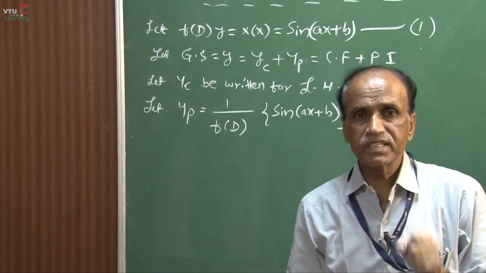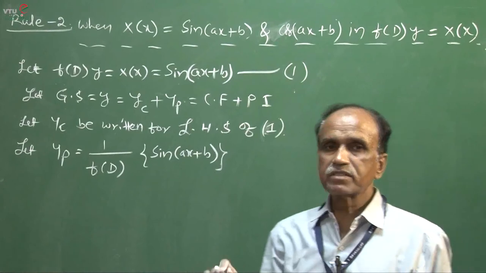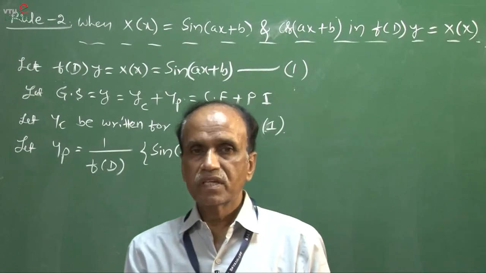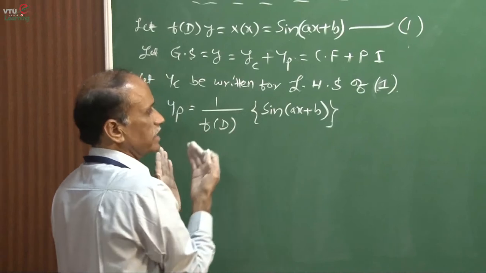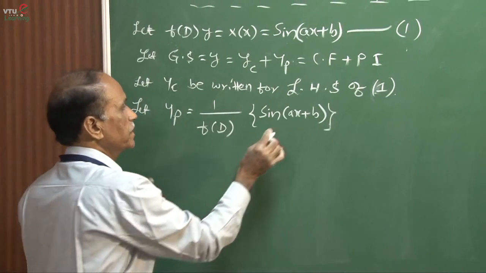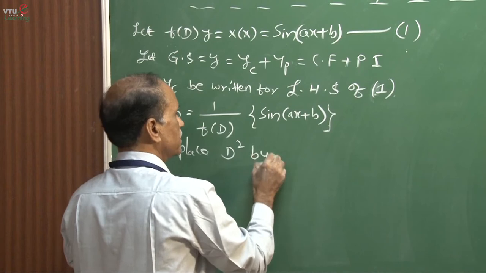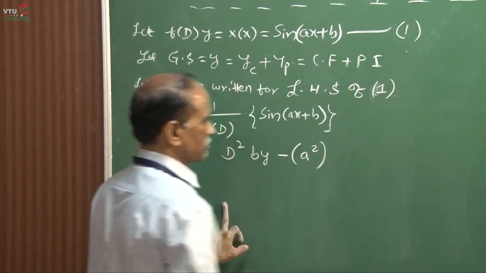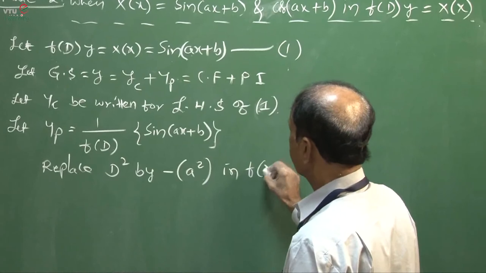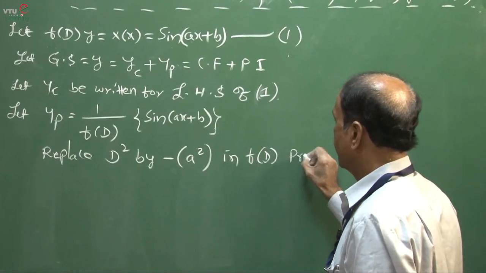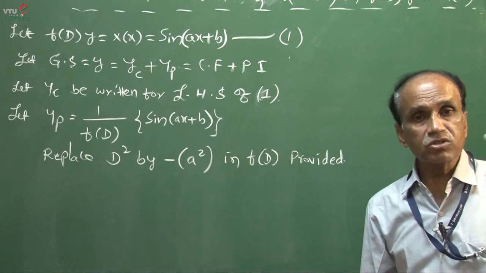Here the very important terms that come up for the discussion are these two trigonometric functions, cos and sin. Maximum you can expect cos and sin functions in most of the problems that you are going to work out. Okay, so here this is the inverse differential operator. If you shift this to the numerator, that becomes the inverse differential operator. Now here, replace D square by minus a square in f(D), provided, as we claimed in the previous one, the denominator is not going to become 0.